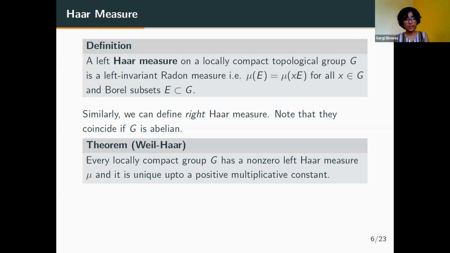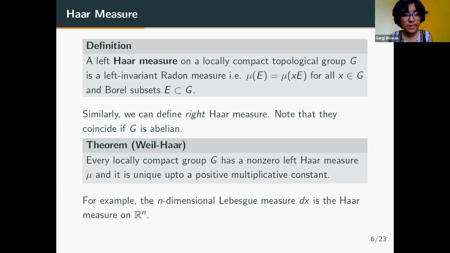Then there comes this theorem by Weil and Haar, which confirms the existence of a non-zero left Haar measure on any locally compact group G, and hence we can do all sorts of calculus and analysis on G. It also says that it is unique up to a positive multiplicative constant. So that means whatever we do on the group is actually well defined. For example, the n-dimensional Lebesgue measure dx is the Haar measure on R^n. We call it the Haar measure because first of all, it's unique and R^n is commutative. So the left Haar measure is the right Haar measure. There's no distinction.